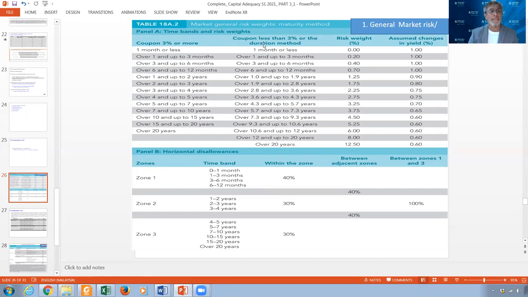So if you have 1 month or less, and this applies to coupons of 3% of my assets or less, and this is for the less, and this is the more. And this is the risk weights. So if it is 1 month, you don't take anything. Don't worry about this column, because this is what the regulators assume the change would be.